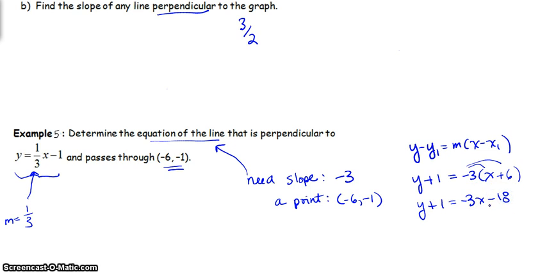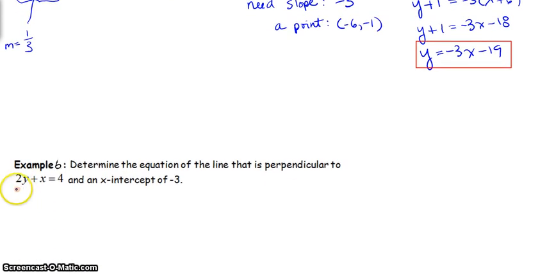I don't say if I want it in slope-intercept. I don't say if I want it in general, so I get to choose. Let's put it in slope-intercept. Subtract 1, it becomes minus 19. There is the equation of a line with this slope going through this point.